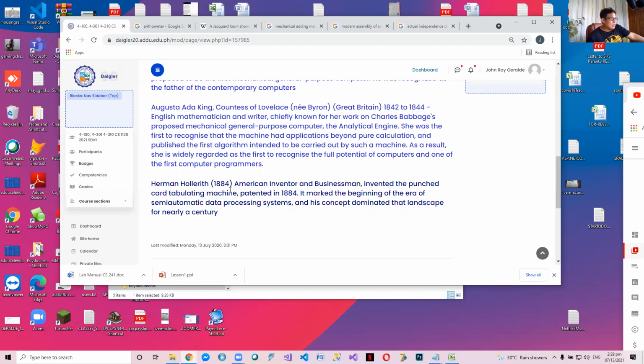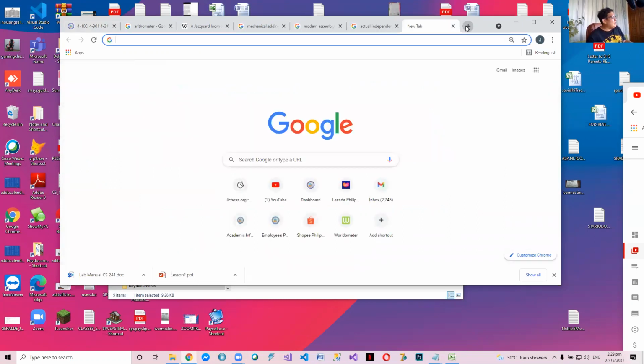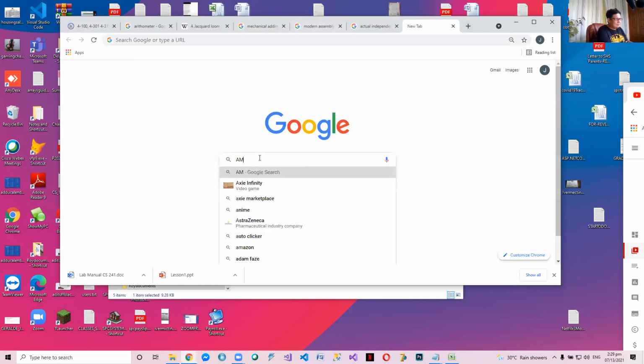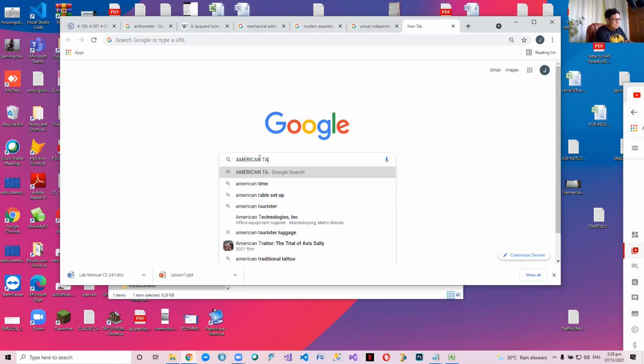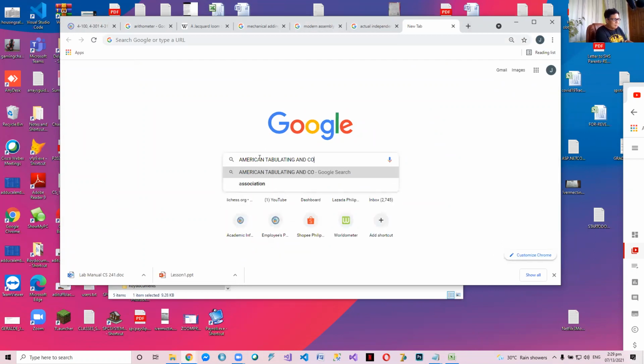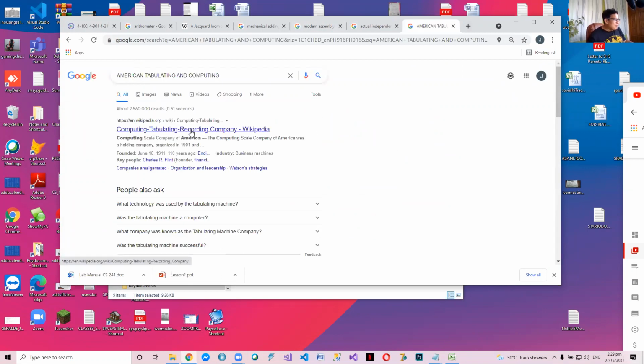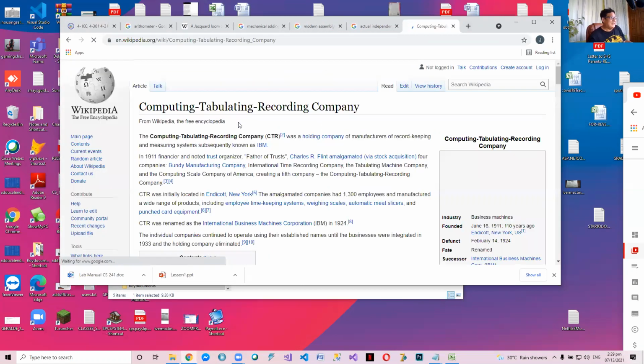Then an American inventor invented a punch card tabulating machine. It's called American Tabulating and Computing Company. To have the exact name, Computing Tabulating Recording Company of America. That was the name, Computing Tabulating Recording, CTR.